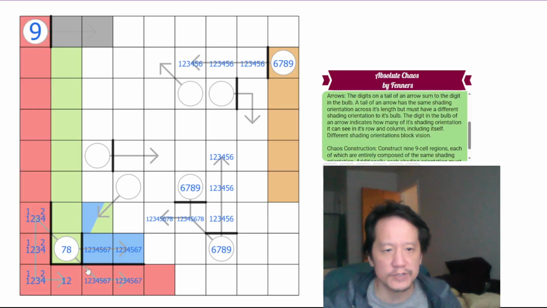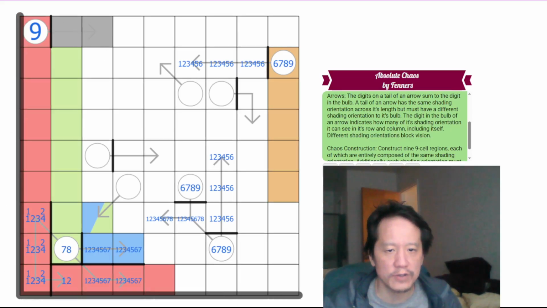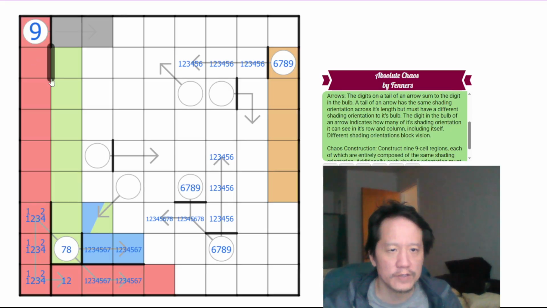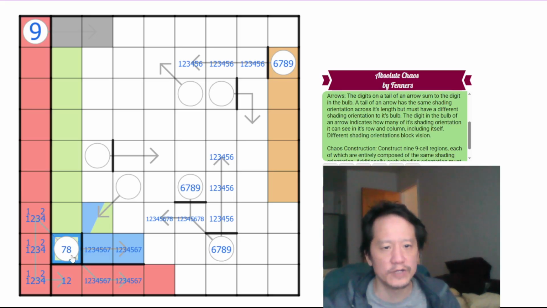This is a boundary in itself. Okay, so let's draw all the boundaries all around the grid. And this must go this way. This technically could be blue. We don't know which. So this is 7 or 8.